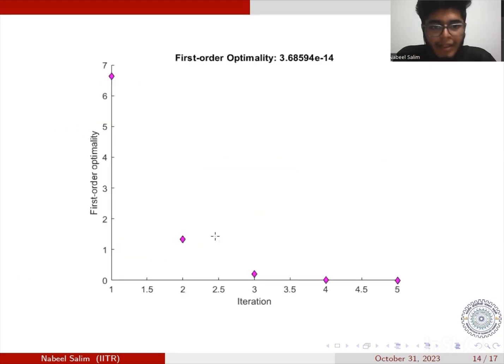Now the first order optimality plot is shown here. Here we can see that as the iteration increases from 1 to 2, 3, 4, 5, the first order optimality reduces gradually and reaches near zero. Here it is on the order of 10 raised to minus 14. So it is very close to the root.